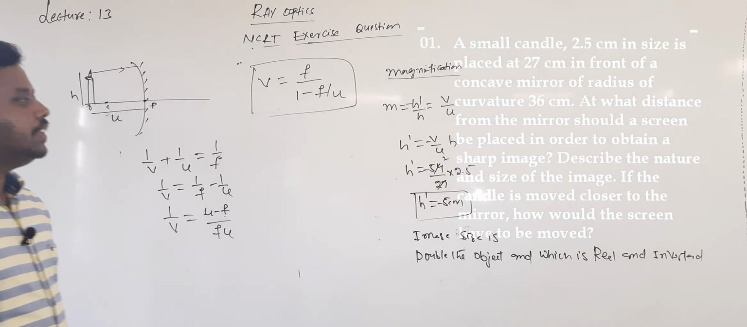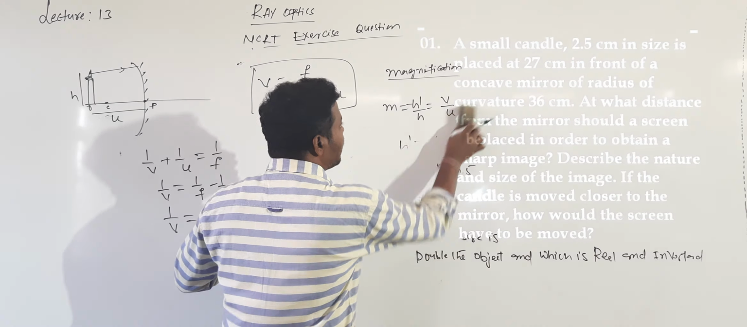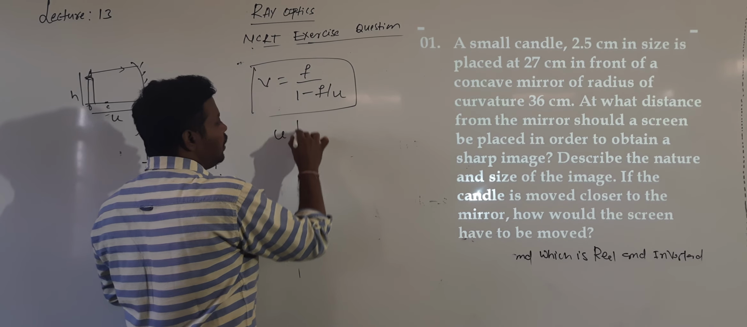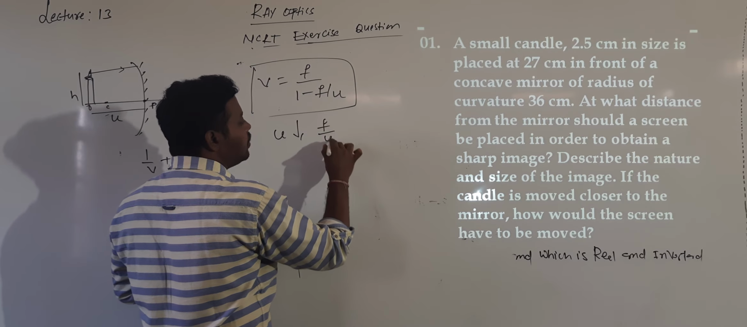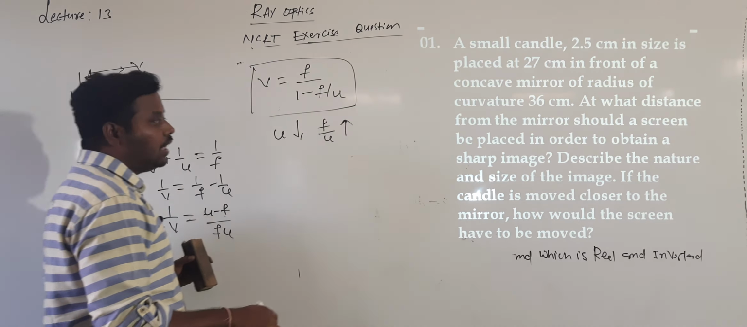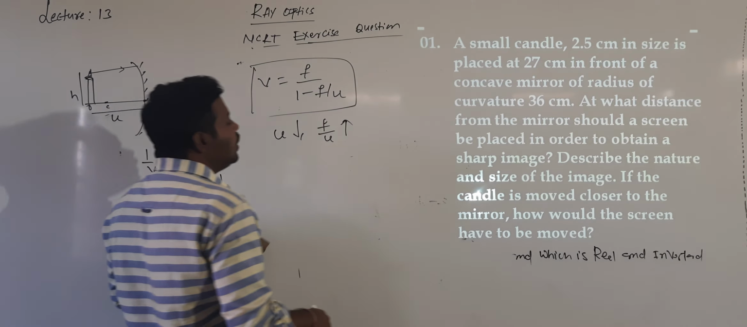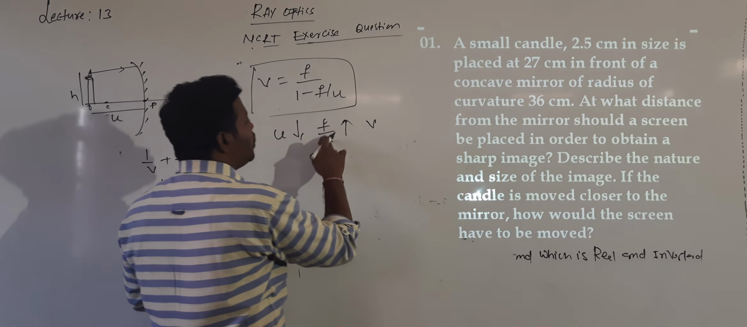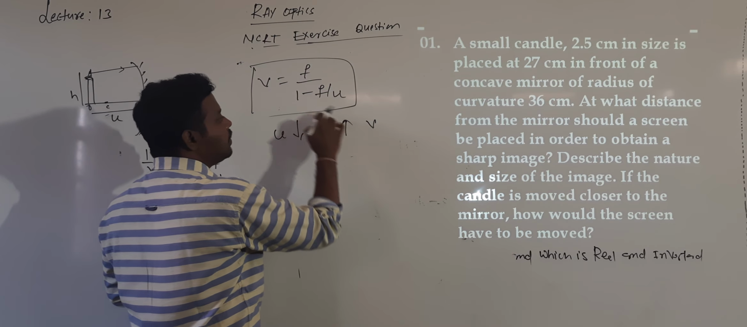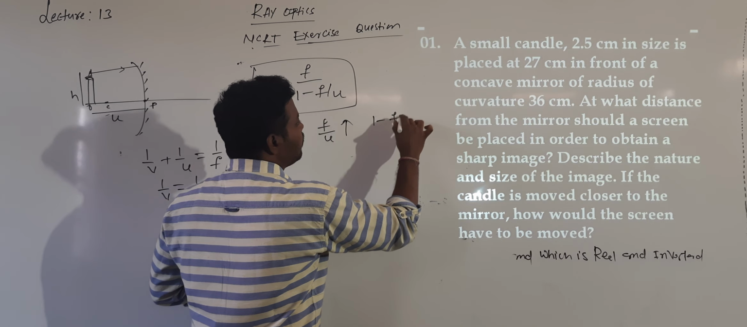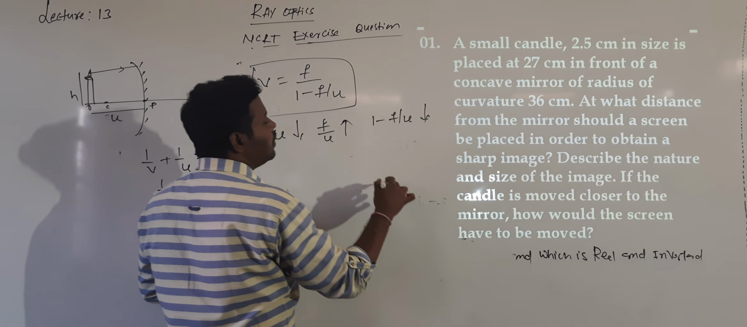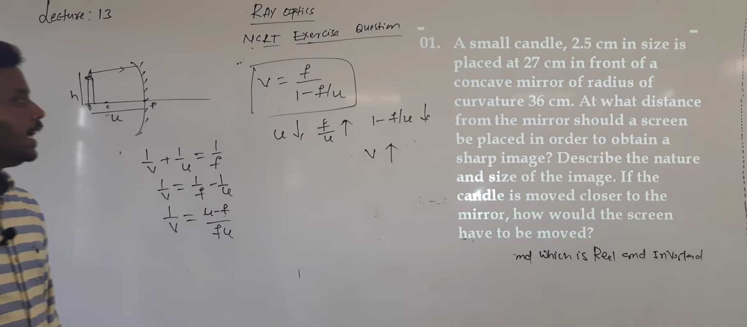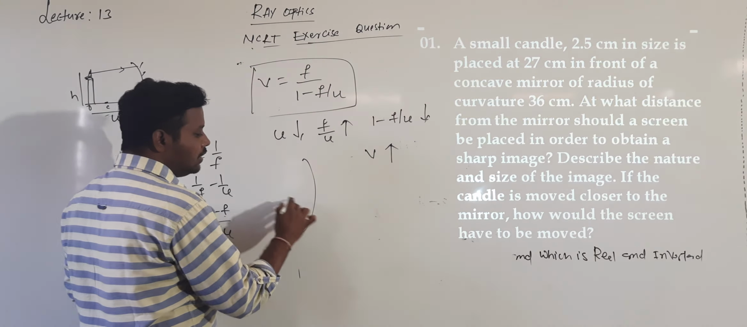Now what happens if the candle moves closer to the mirror? The u value decreases. If u decreases, f/u increases. When f/u increases, the denominator 1 - f/u decreases, so obviously the value of v increases.